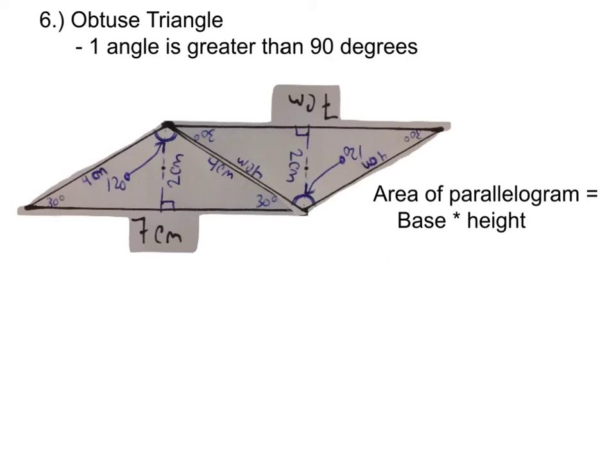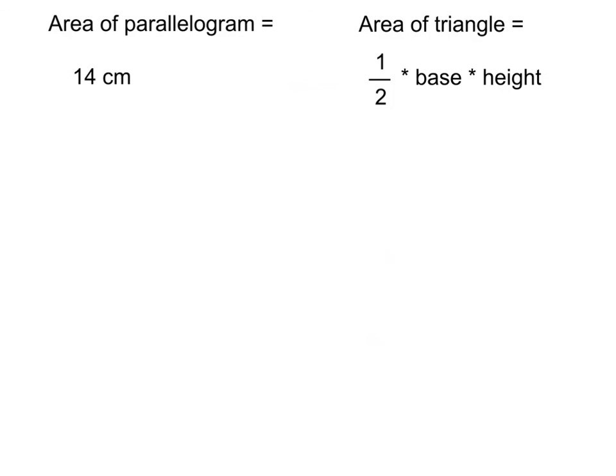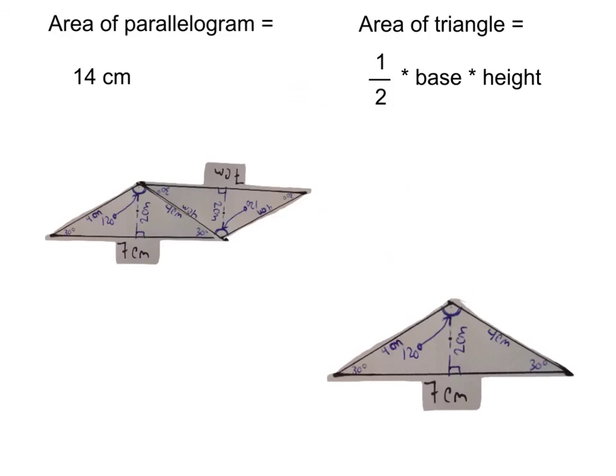If we know the area of a parallelogram is base times height, we know what our base is. Our base is 7 centimeters, and as you can see, our height is 2 centimeters. 7 centimeters times 2 centimeters gives us 14 centimeters squared, which represents the area of our parallelogram. To find the area of our triangle, we just take half the area of our parallelogram. And half of 14 centimeters squared is just 7 centimeters squared. So 7 centimeters squared is the area of this triangle.